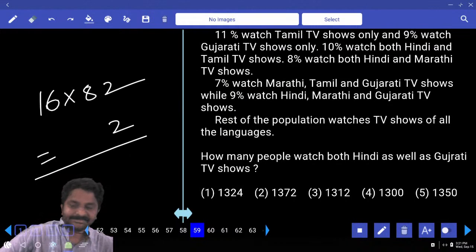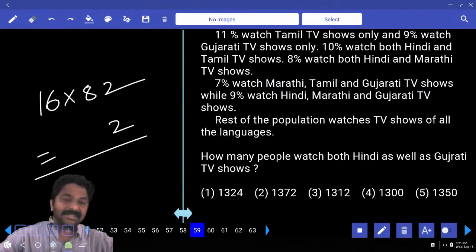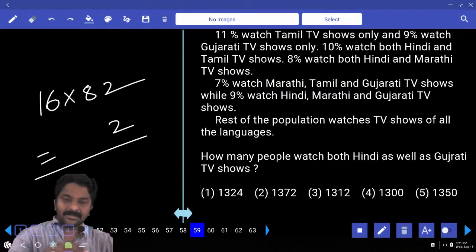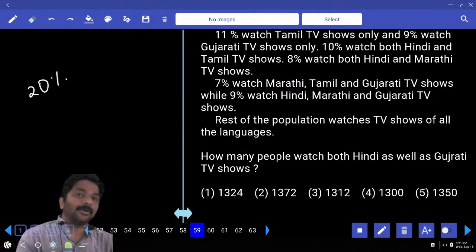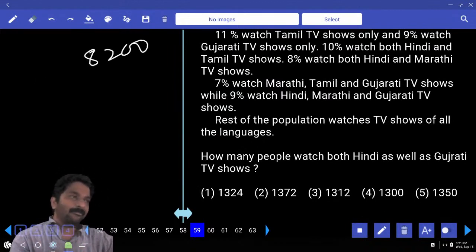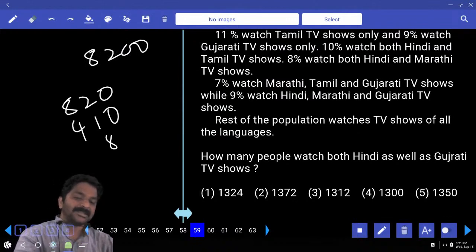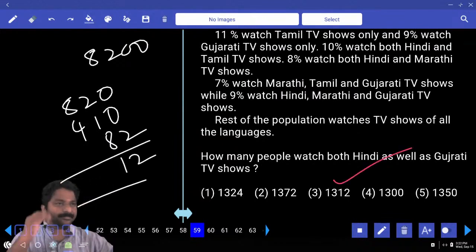We have to calculate. No chance, because both are 4 multiples and nothing can be done. 16%: 20% minus 4%, otherwise 10%, 5%, 1%. What is 10%? 820. 5%, 410. 1%, 82. Answer must end with 12. Third option, final answer.